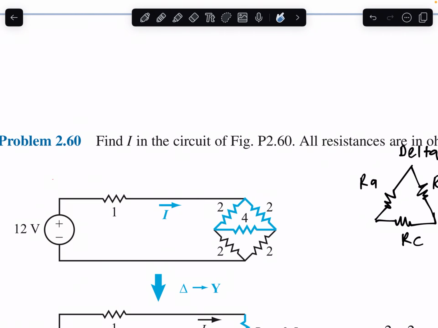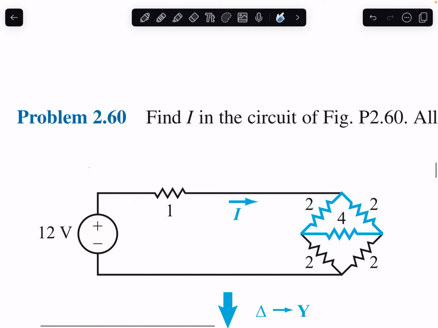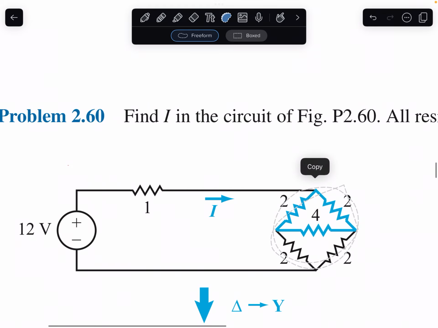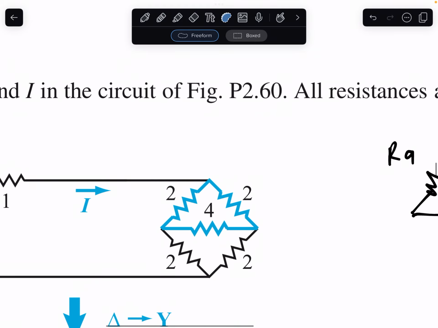And looking at this circuit, we have a 12-volt power source, we have a 1 ohm resistor, and we have this configuration right here. So looking at this configuration, none of these resistors are in series or parallel, right? So we cannot just add them up, or we cannot use the equation we use when two resistors are in parallel, right? And in order to be in parallel, two resistors have to share the same node.